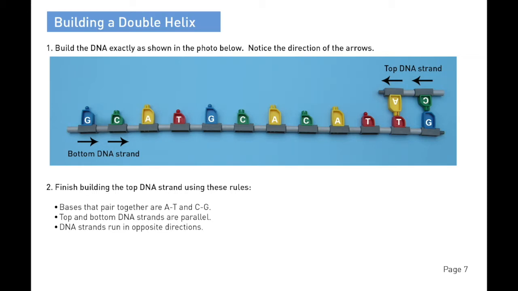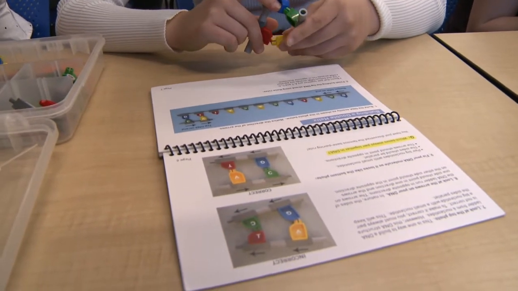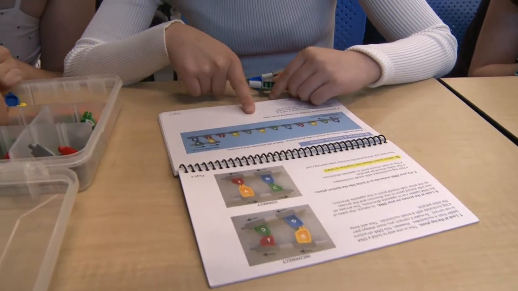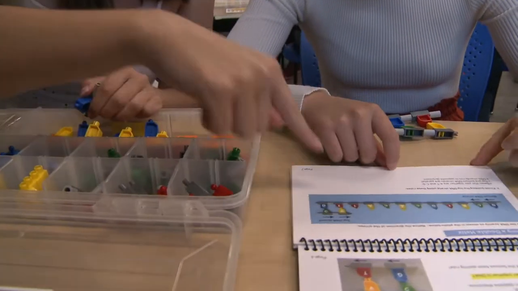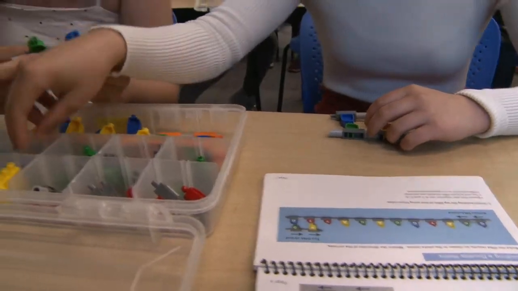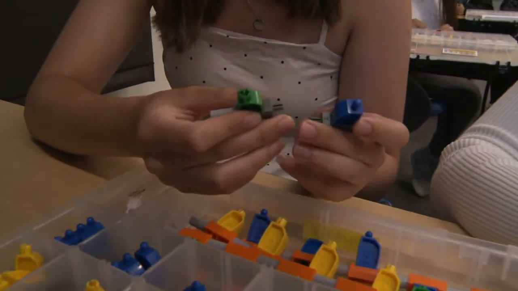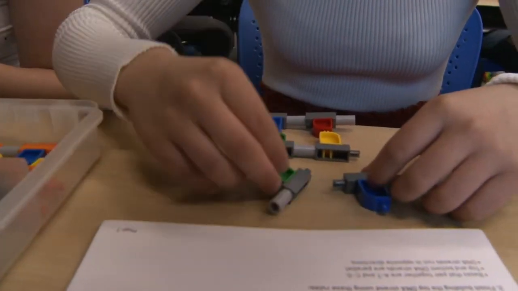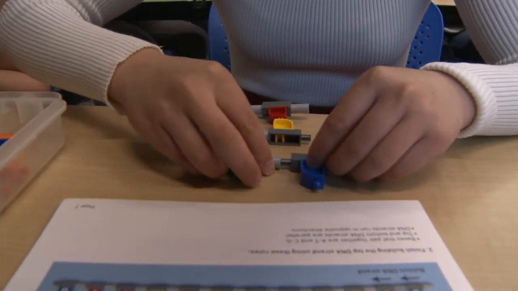And so I'd like each person to build this individually. So you're going to build that bottom strand, paying attention to the arrows. And then, since you know what the correct base pairs are, you can actually fill in the top strand. So each person, go ahead and build this individually. Make sure you pay attention to the arrows in the picture.